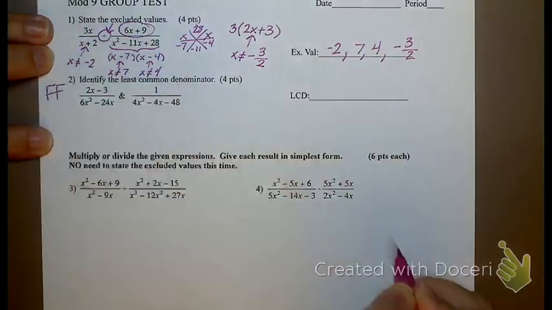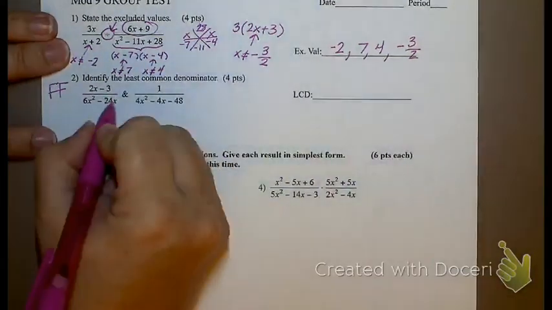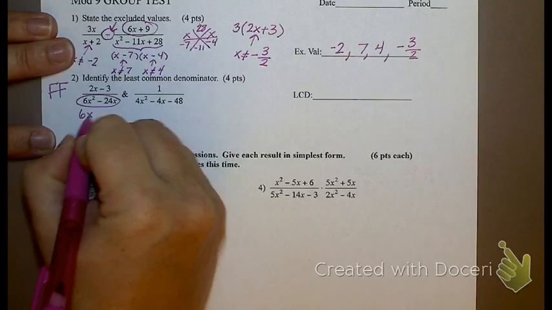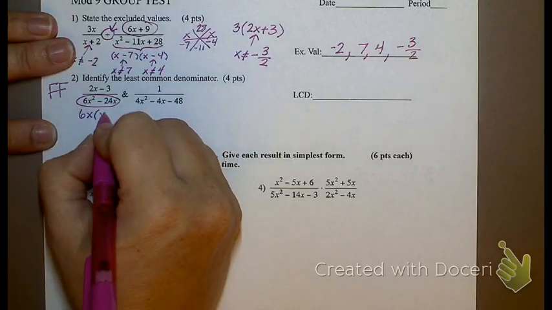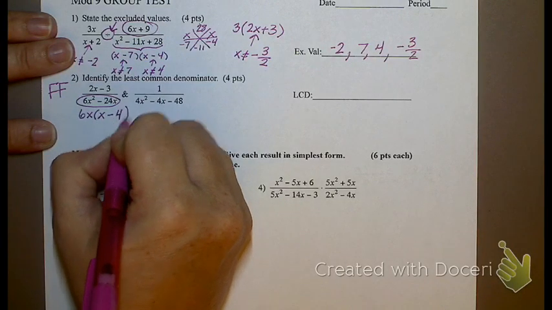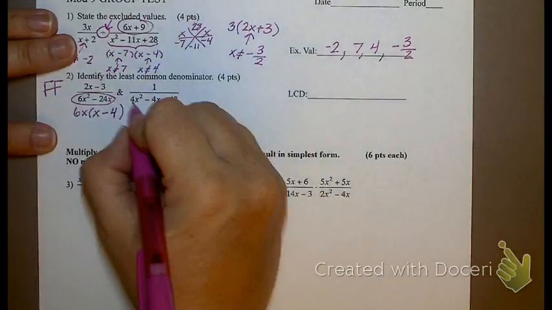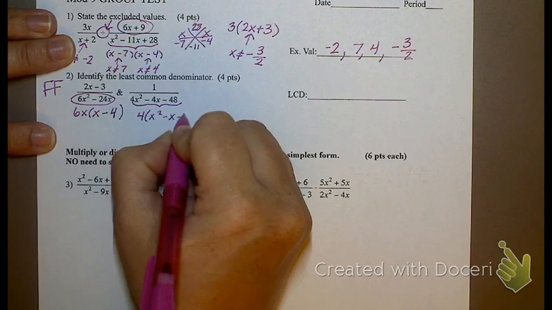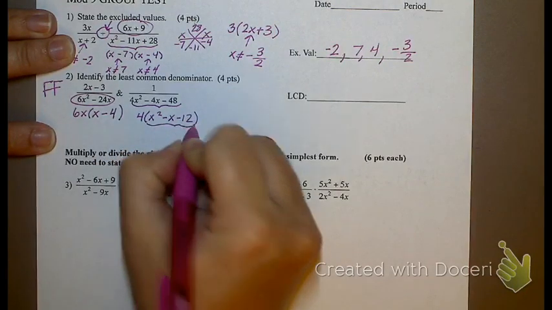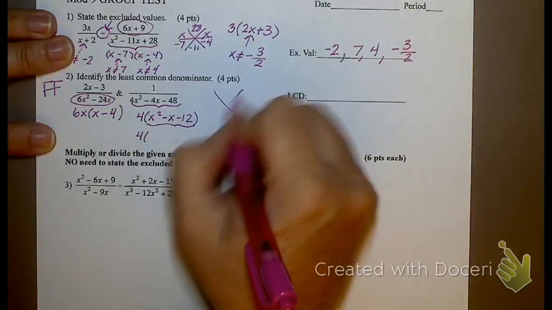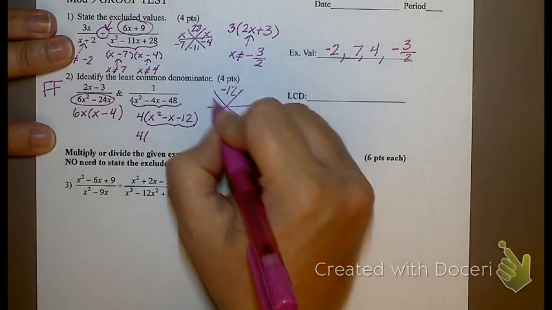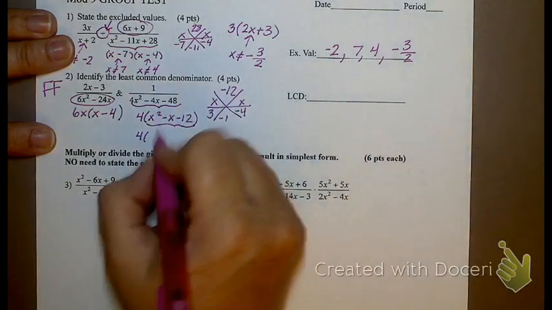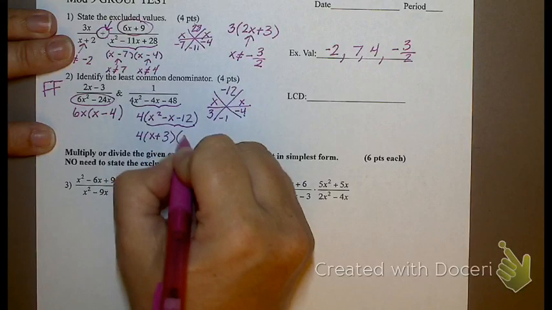Okay. Identify the least common denominator. Factor first. Yeah? I need to factor this. I can take out a what? 6x, and what's left inside? X minus 4. Yes? Right here, I can take out a 4, right? And that leaves me with x squared minus x minus 12. And then I can super x this. What do I get when I super x it? -12, -1, 3 and 4. And the 4 is negative. So x plus 3, x minus 4.